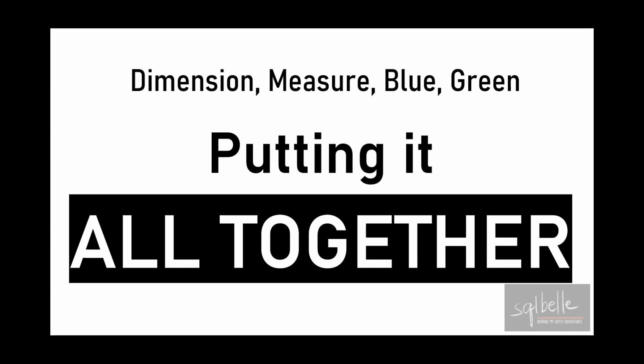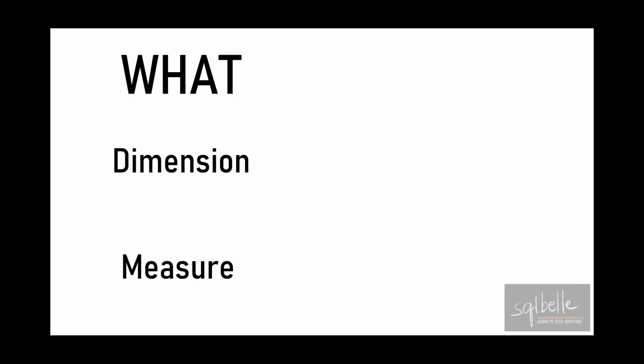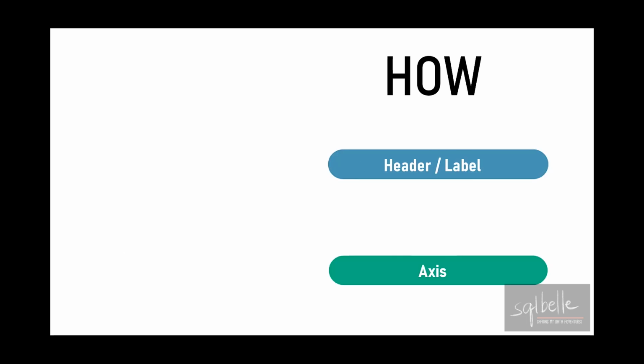Dimension, measure, blue, green, continuous, discrete. Let's put it all together. The what is your dimension and your measure. Remember, it's what the data represents or what the data means. And how is all about the labels and the axes. It's how it is being displayed.